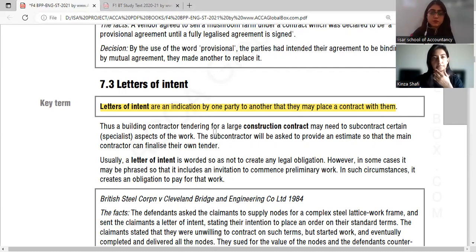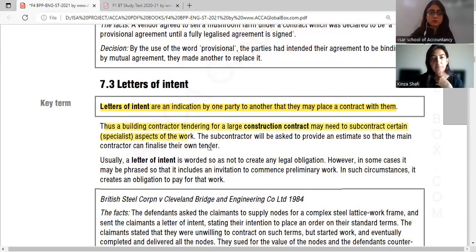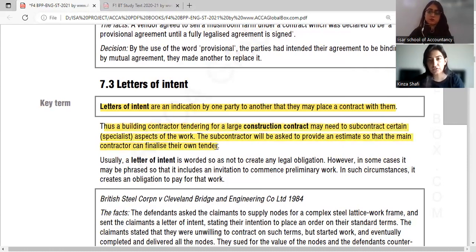Okay, can you please read? Thus, a building contractor tendering for a large construction contract may need to subcontract certain specialist aspects for the work. The subcontractor will be asked to provide an estimate so that the main contractor can finalize their own tender. Okay, sometimes it happens that there are two contractors, like the main contractor, like for example, you are giving me some job and I am giving somebody else, my junior, that assigning that job. So obviously, when I am assigning any job to my junior, I need to ask you first, you have the authority. So this is the way they just align together. Right.